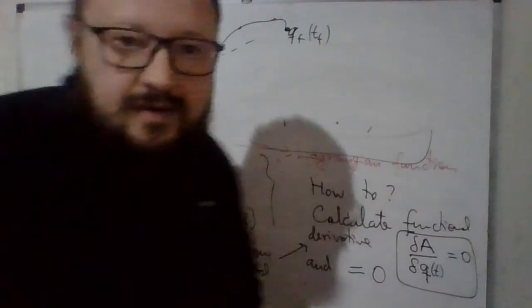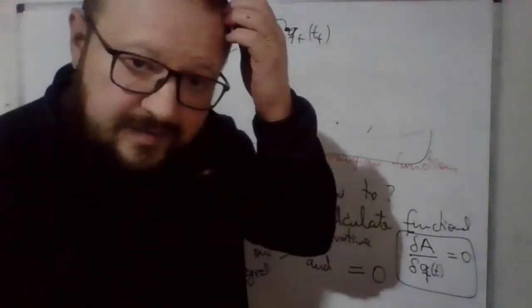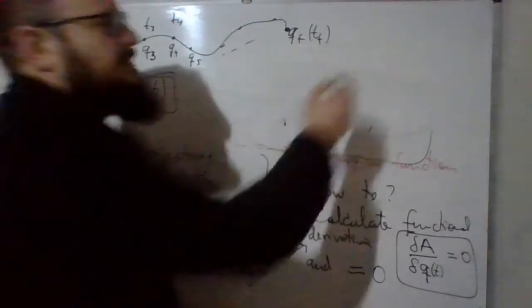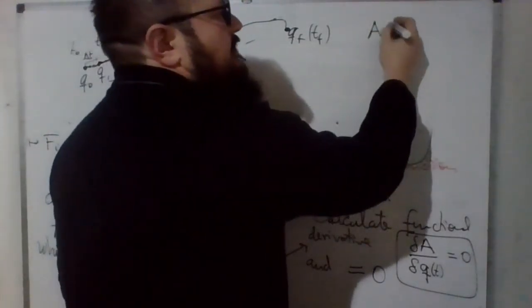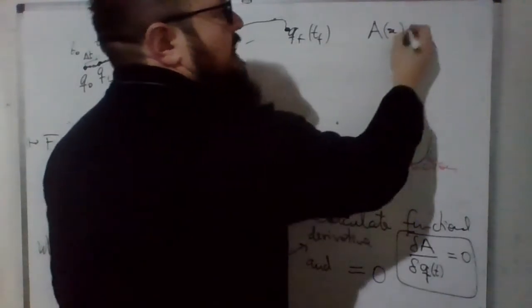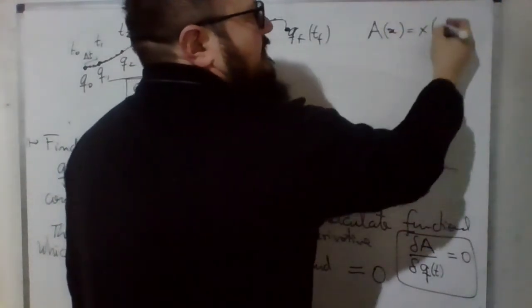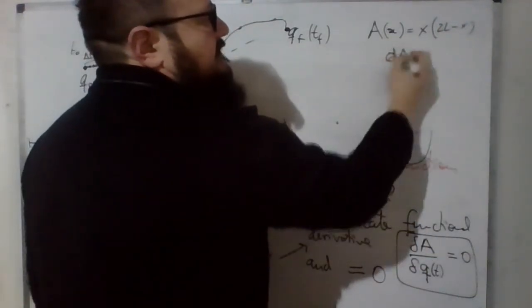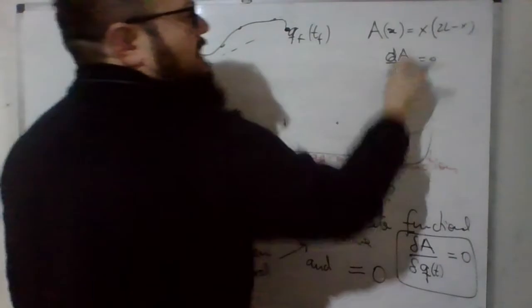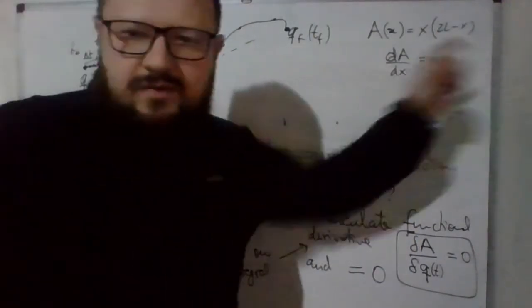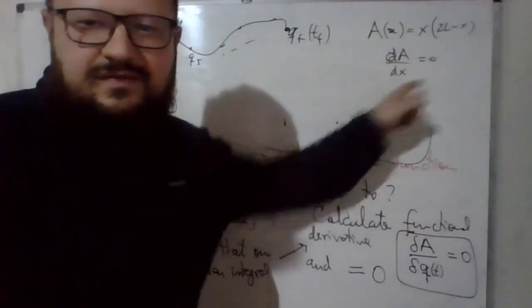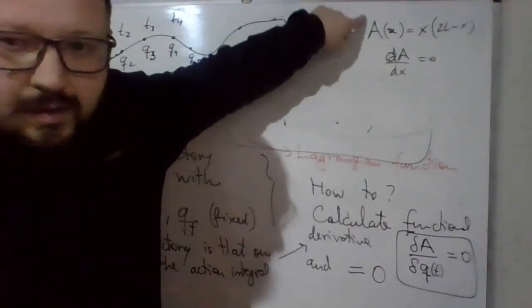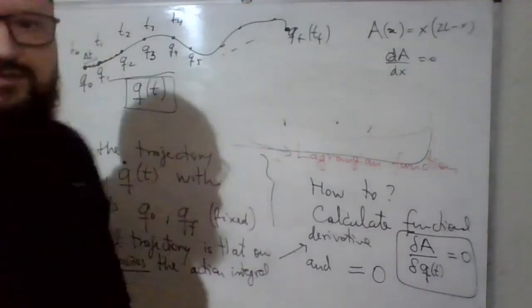I don't know if you are understanding what I'm trying to say here, but in the previous case, the area is a function of just a single x. So it was x times (2l minus x), and we calculated the derivative of A with respect to x and put it equal to 0. The derivative needs to vanish in order for us to find out the extremum of that function.